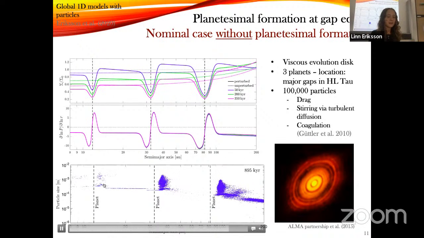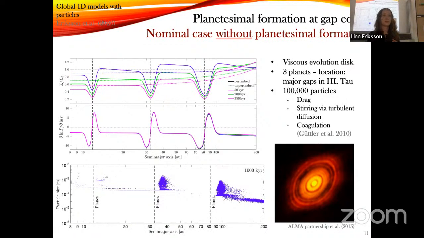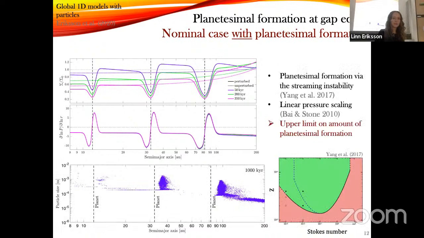Now we can see that at the innermost planet gap edge here, we do see some pileup, but not as much. And this is because here we can actually transport some particles across the gap because of this turbulent diffusion. Okay, but that's without the planetesimals. So then we can add them and see the difference.